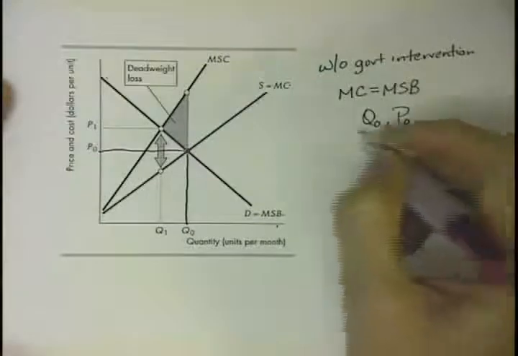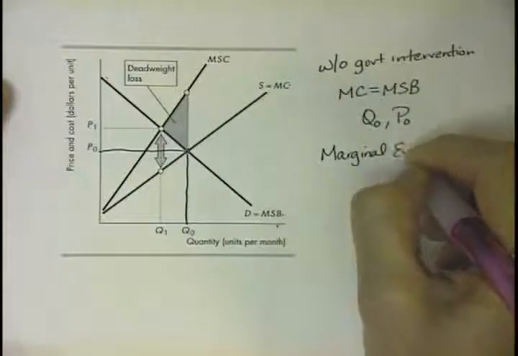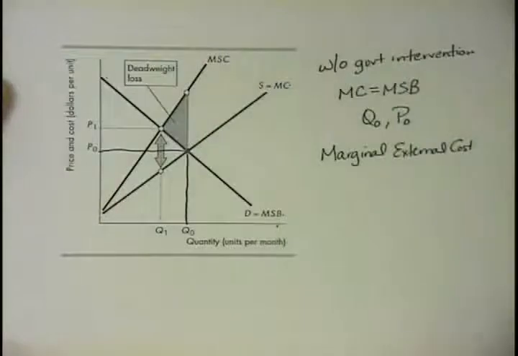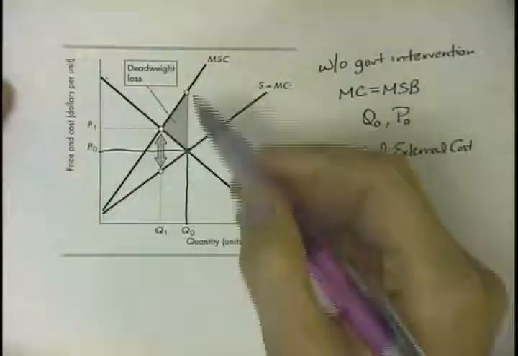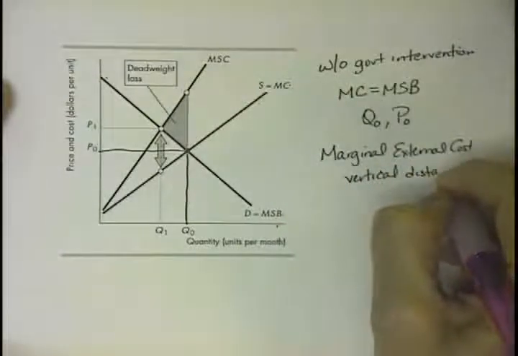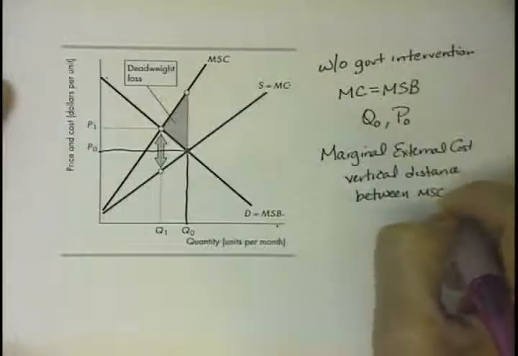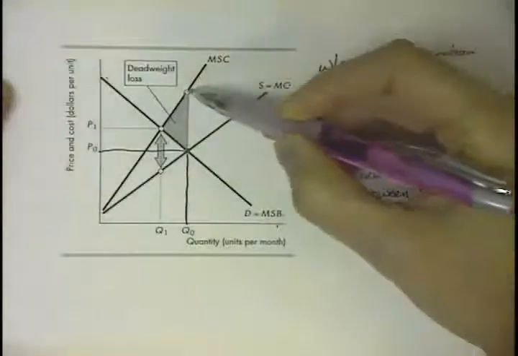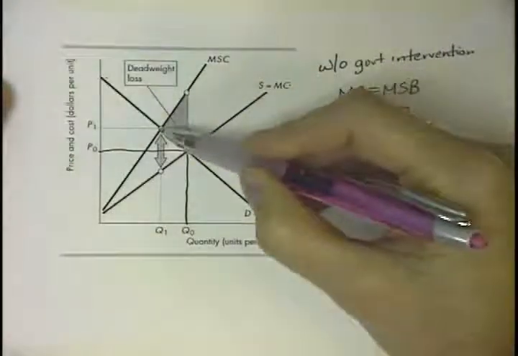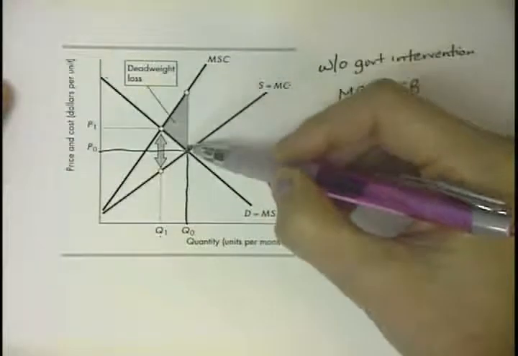So now what we want to figure out, what is my marginal external cost? Marginal external cost is what does society have to pay, or what is the cost to society from that, in this case, perhaps pollution. So what we're going to do is find the vertical distance between my MSC curve and my MC curve. So the vertical distance between here and here is the cost to society. So if we were at Q1, the vertical distance would be right here. If we were at Q naught, the vertical distance would be the amount here.